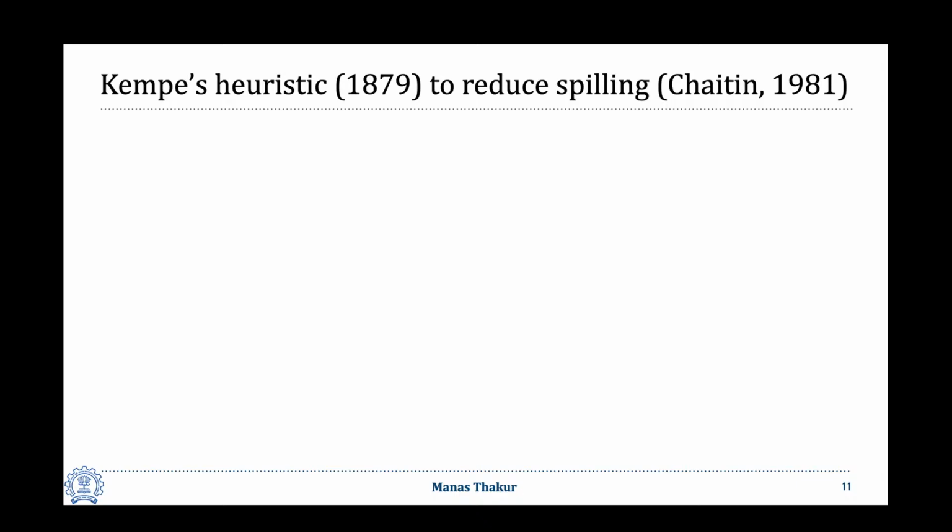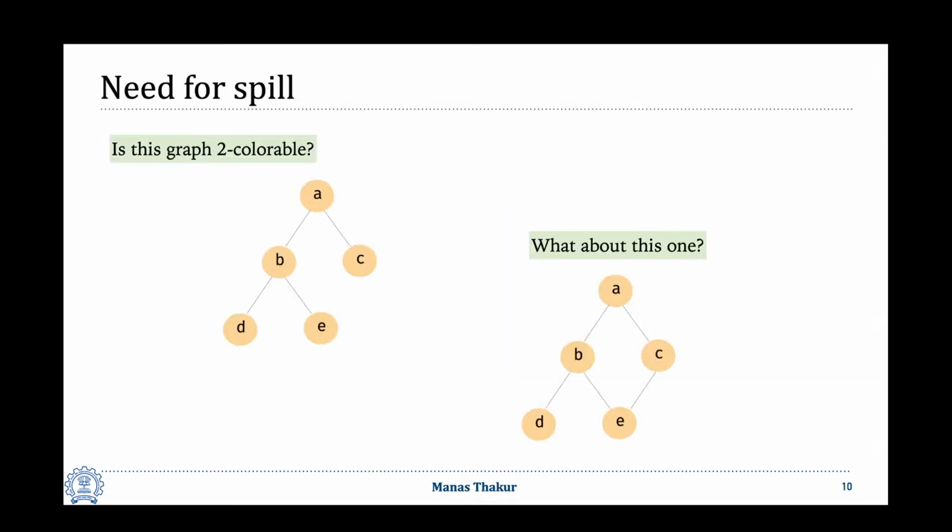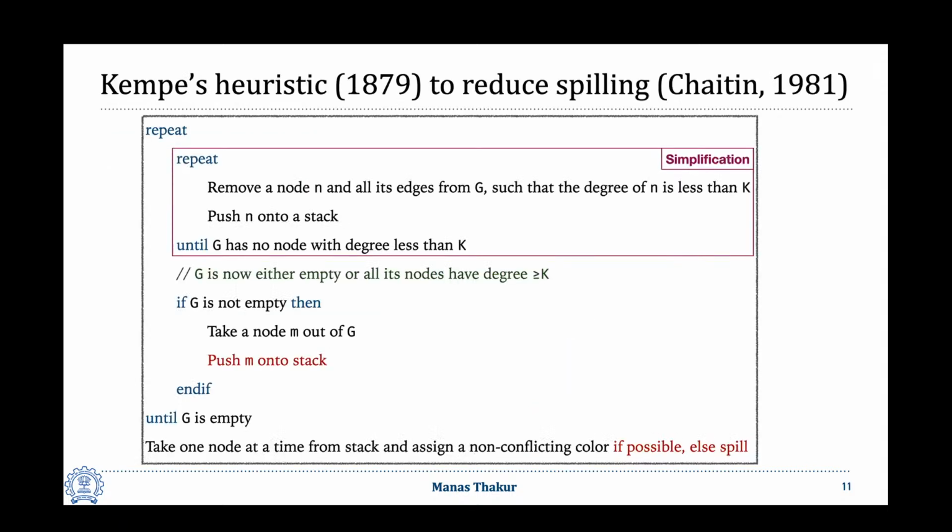So before 1981, compilers would mark one node for spilling over here. Then somebody realized, oh, I can just change my algorithm to use Kempe's heuristic and I can avoid that. So what did they do? Can you see what change happened here?